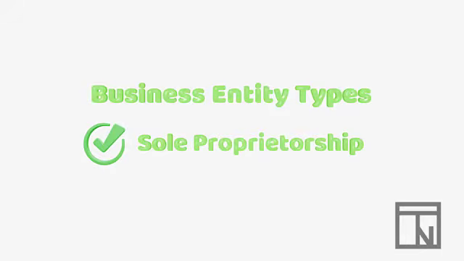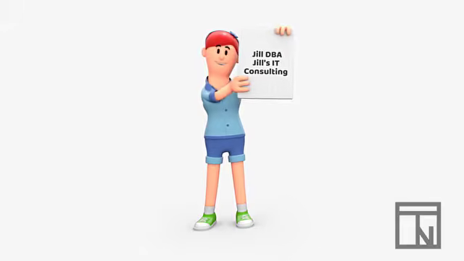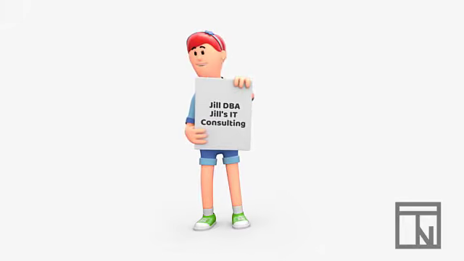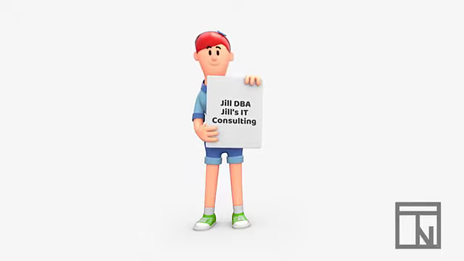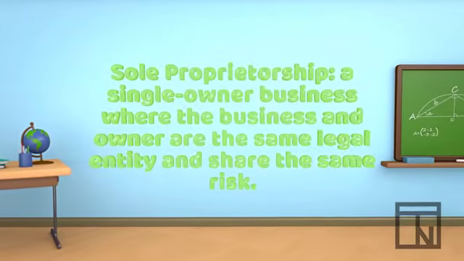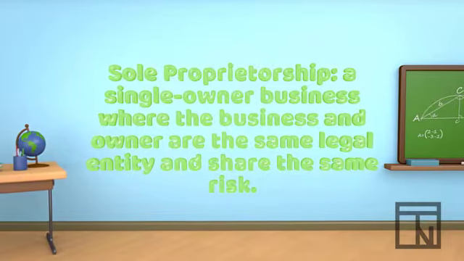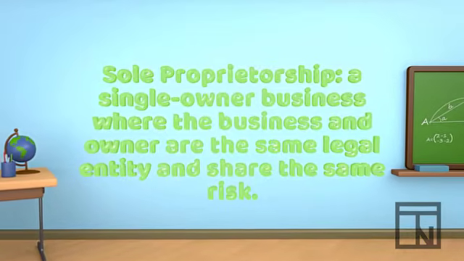In a sole proprietor business, the owner simply registers a name that they can do business as. For example, if Jill wanted to start her own computer consulting company, she could simply go to her state government and register herself as Jill, doing business as Jill's IT Consulting. So a sole proprietor is just a single owner business where the business and the owner are the same legal entity and share the same risk.